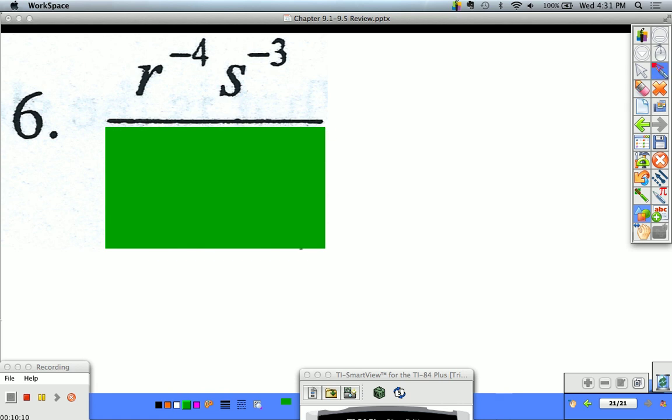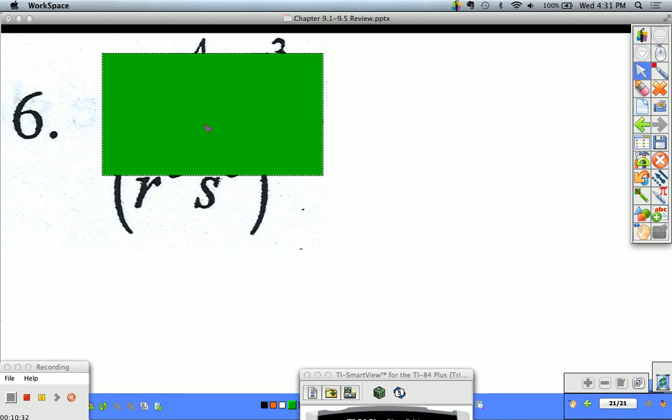So since we have r's on top and bottom, let's move the r's on the bottom to the top and subtract their exponents. Same thing with the s's. S's on top and bottom, move the s's to the top and subtract the exponents. So what we have on top now is going to be r to the -4th minus -3. We also have s to the -3rd minus -6.